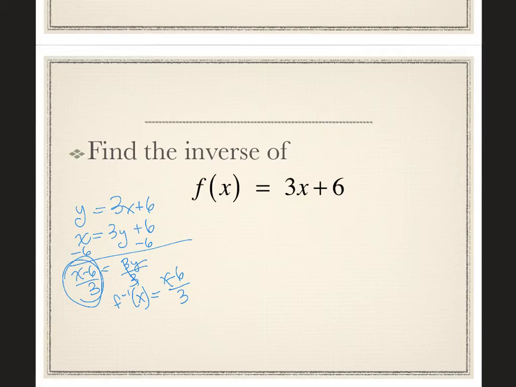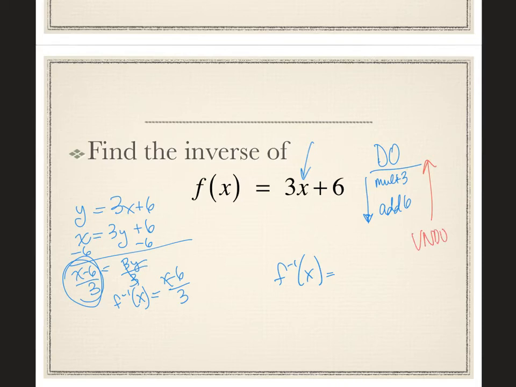The other way is to take a look at this function and ask ourselves, what does this function actually do to a number? If you thought of your favorite number and plugged it in here, what does this function do to it? Well, the first thing it does is multiply it by 3, and then the second thing it does is add 6. Like my favorite number is 51. If I plugged 51 in here, first I would multiply it by 3 and then I would add 6. But inverses, that's what we're trying to find. Inverses don't do things. Inverses undo things.